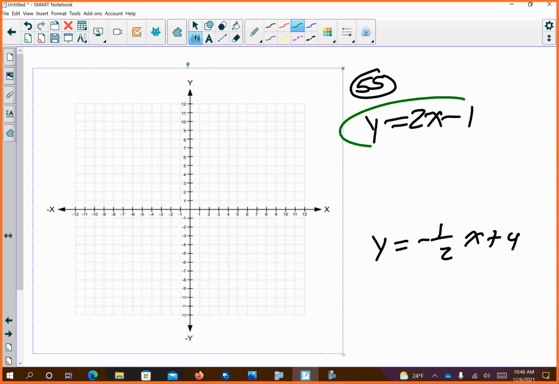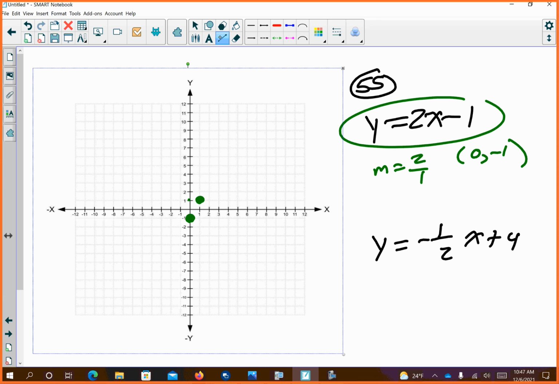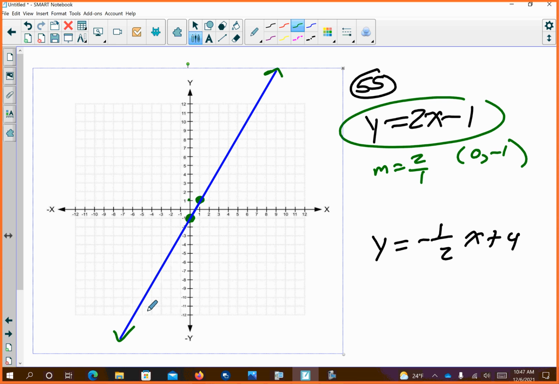All right, so let's do this one in green. So I have a y-intercept of 0, negative 1. And a slope of 2 over 1. So up 2, right 1. And I can keep going off that. I can keep going up 2, right 1, up 2, right 1 if I needed to. That looks good. Arrows both sides.